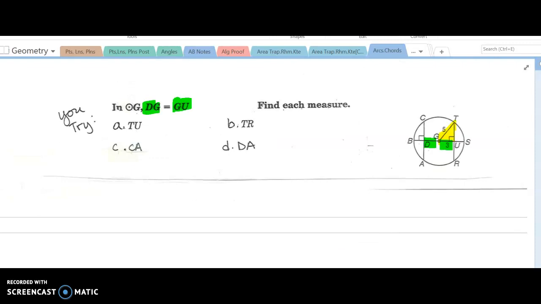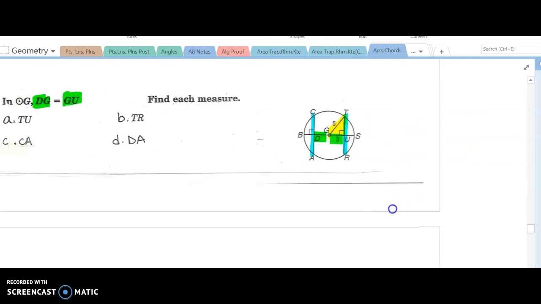Okay, so on the you try, we have those two green segments were congruent, and that's all we knew. But because we know that G is equidistant from both chords, then that automatically tells us that these two blue chords are the same length. First thing we're supposed to find is TU. And to find it, we have a yellow right triangle, so Pythagorean theorem. So 3 squared plus b squared equals c squared, so b comes out to be 4.